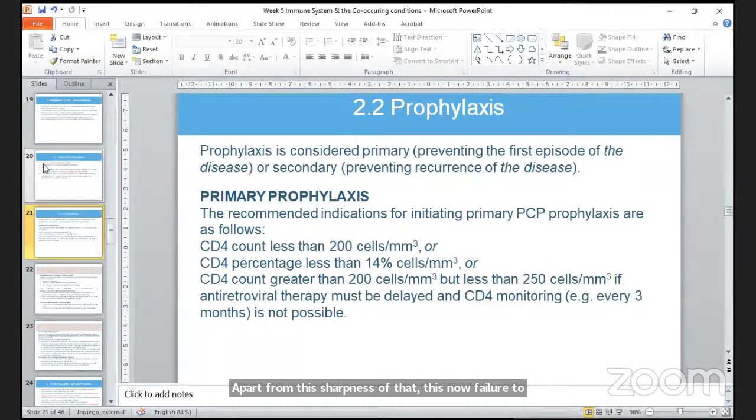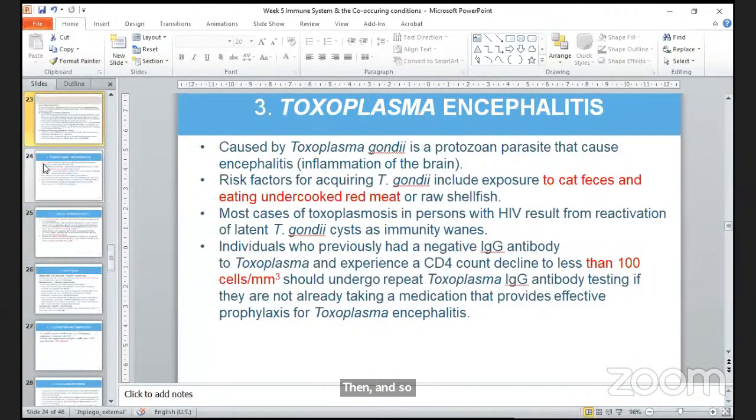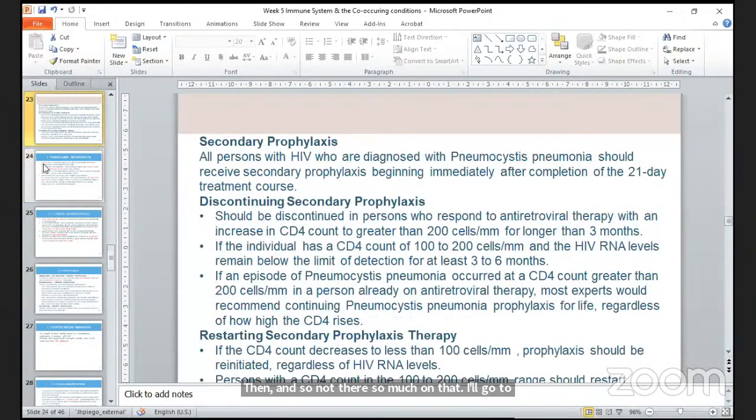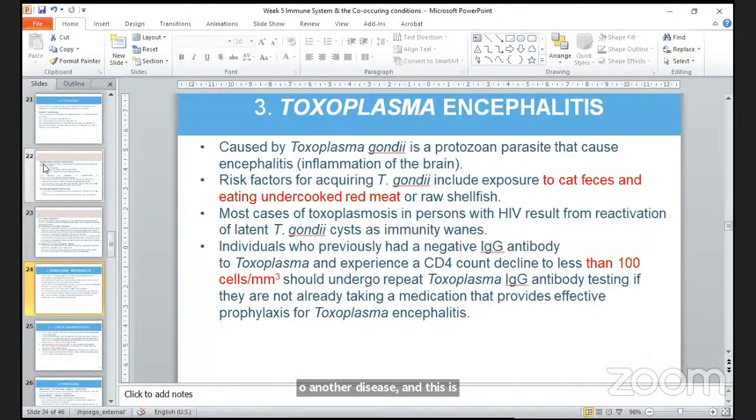Now, prophylaxis, or what do we need to do with this disease? Again, I will not dwell so much on it. What's important here the most is to know the causative agent and the signs and symptoms. So prophylaxis, I will not dwell on that. I'll go to another disease, and this is Toxoplasma encephalitis.